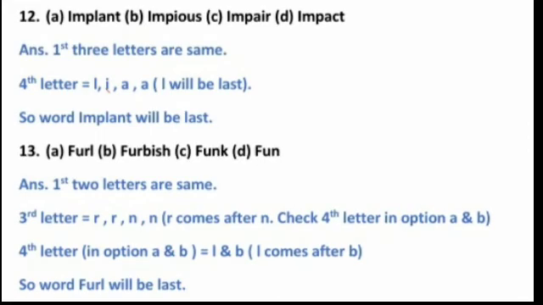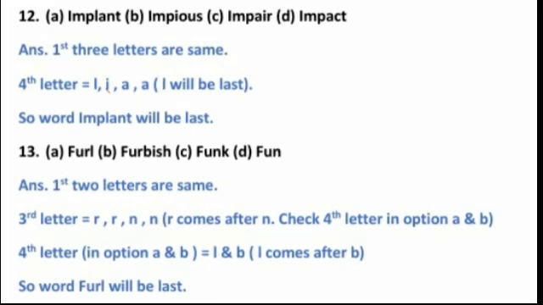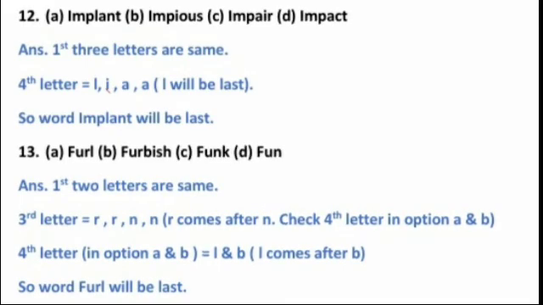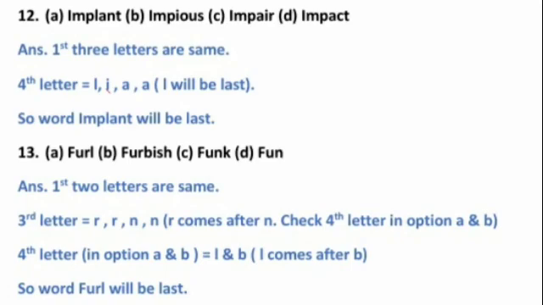Now going to question number 13. Here in these 4 words, the first 2 letters are the same. Then we have to check the third letter, which are given R and N. So R comes after N. So check the fourth letter in options A and B. The fourth letters in options A and B are given L and B. So L comes after B. So word fall will be the last.